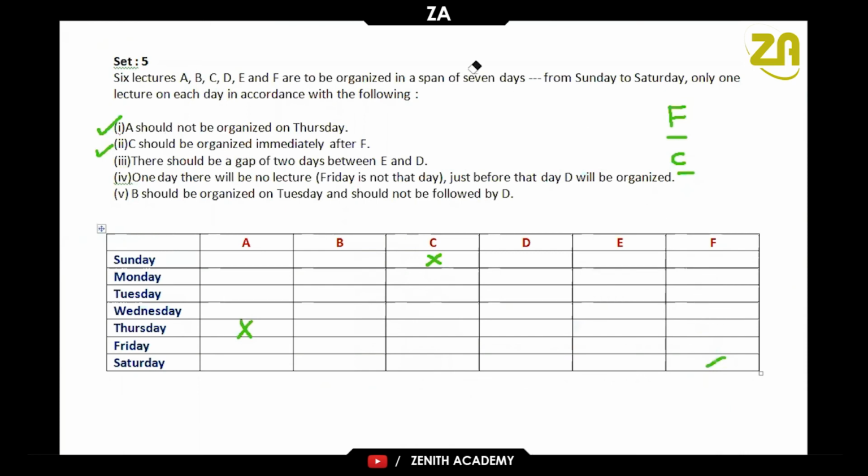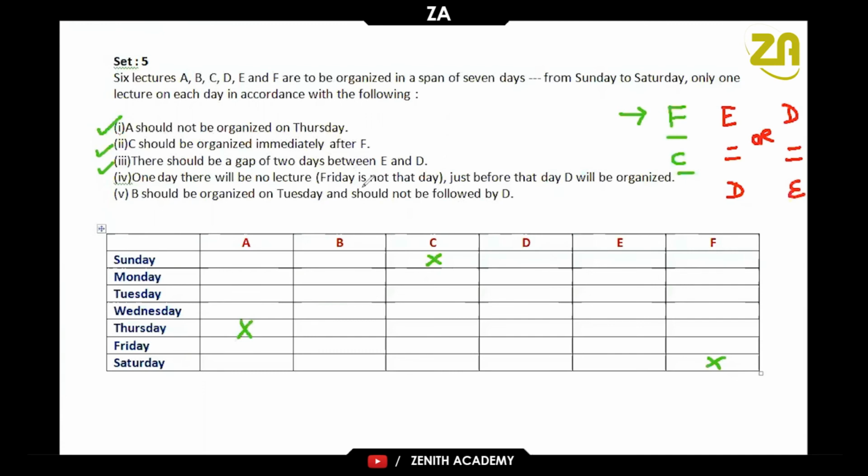Correct? Now see. So keep this information for further proceeding. It is indirect information. There should be a gap of 2 days between lecture E and D. Means if lecture E is here, then D, or if D is here, then E should be here. Correct?